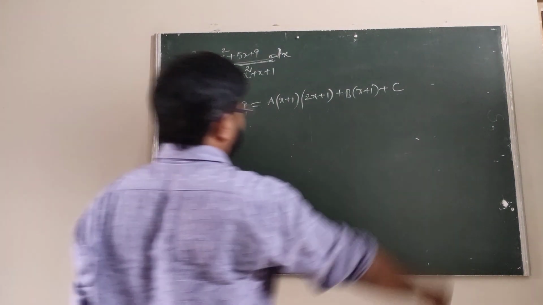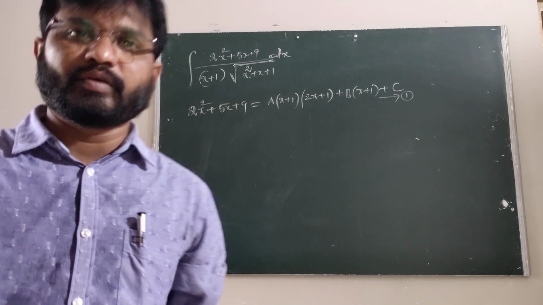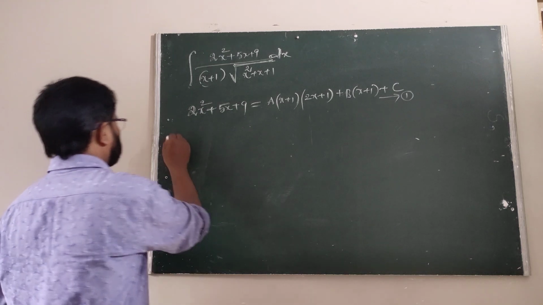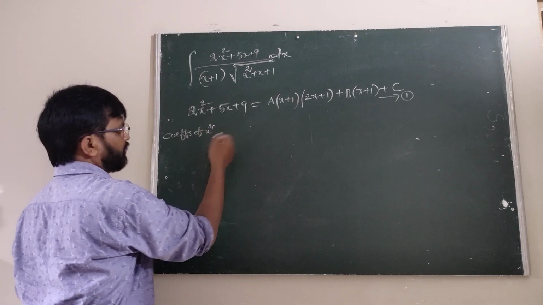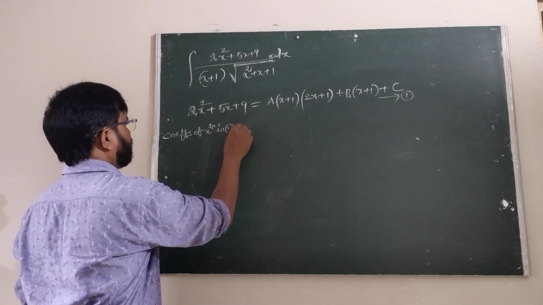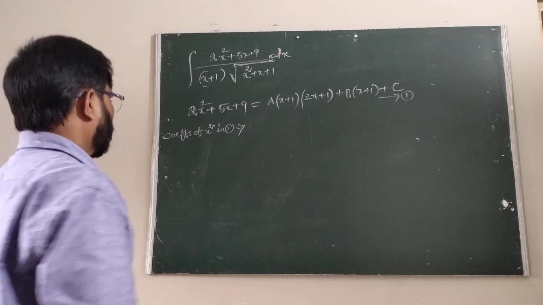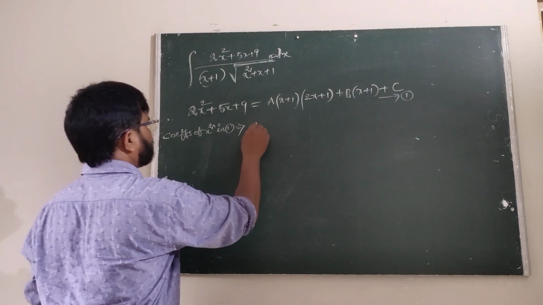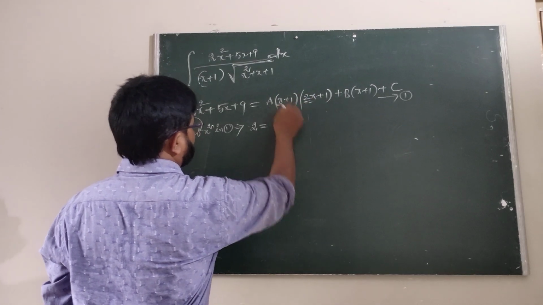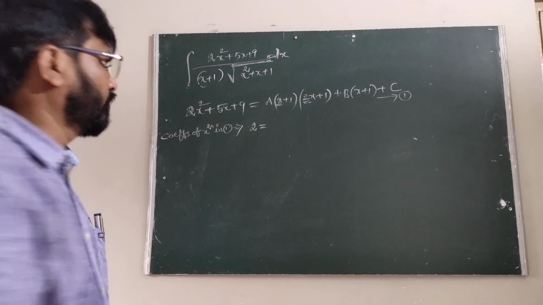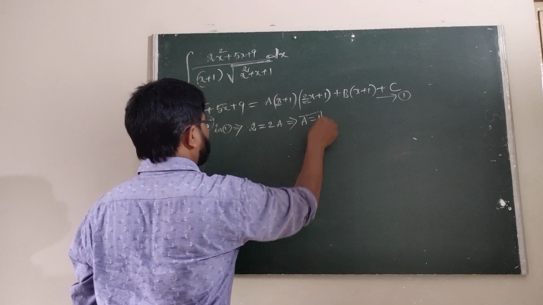Now equating the coefficient of x² on both sides in equation 1. Now this is 2 here. Therefore 2x into x is 2x². Now this is 2A, so the value of A equals 1.